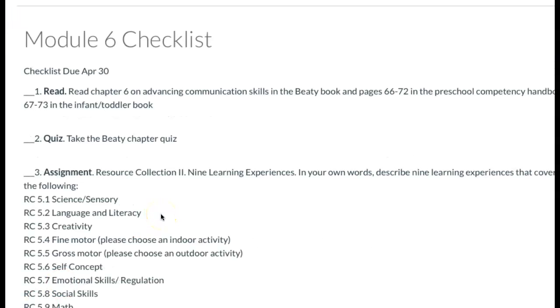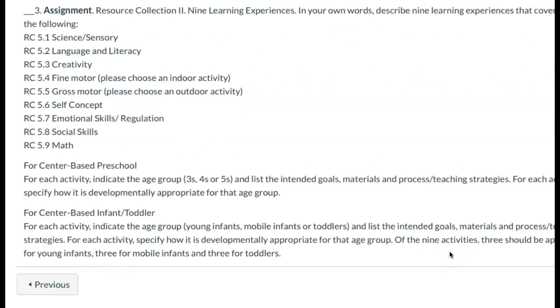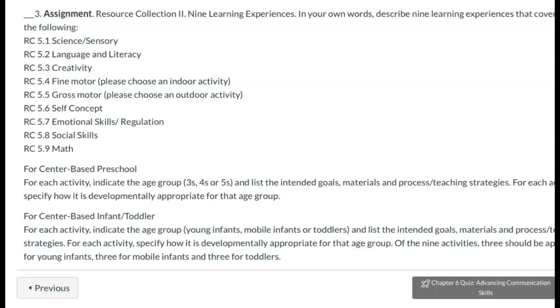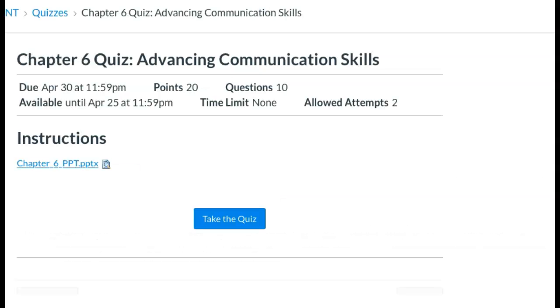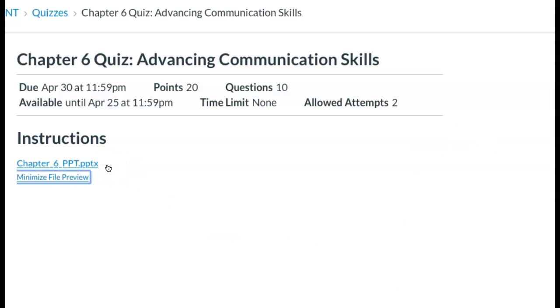This is going to be Chapter 6 in the Beatty book that your quiz will be over, and then pages 66 to 72 in the preschool, the green one. If you have the yellow infant toddler, it's 67 through 73. What we're really focused on in communication is language and literacy. When you look at the trajectory and the continuum, we go from oral language, children listening, hearing, vocabulary words, all the way up to them reading and writing. And really, reading and writing are two sides of the same coin.